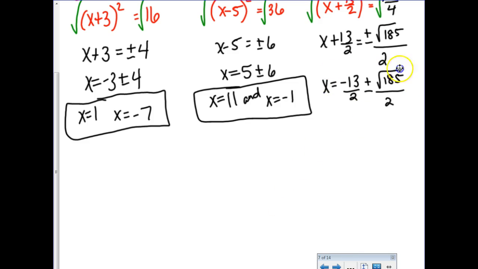Anyone know an alternative way to write that answer, though? If they have common denominators like that, can I just smush this into one fraction and write negative 13 plus and minus square root of 185 over 2?